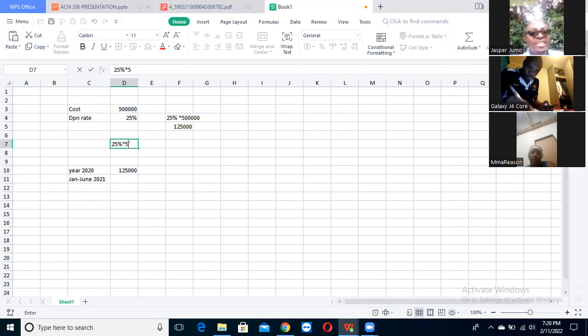We multiply it by 500,000. When we multiply 25% by 500,000, we will find the depreciation charge for the whole year, that is 12 months. But take note that we only want depreciation charge for 6 months. So we go on to multiply by 6 over 12. When we multiply by 6 over 12, we are trying to take the portion of the first 6 months of the year and leaving the remaining 6 months of the year.